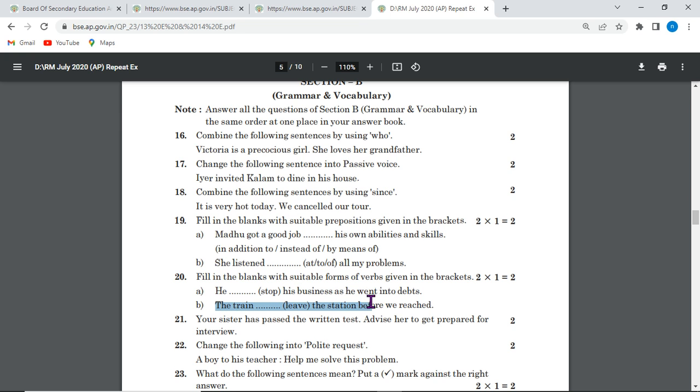The train had left the station before we reached. Your sister passed the written exam. Advise her. So advise her. You should get prepared well for the interview.